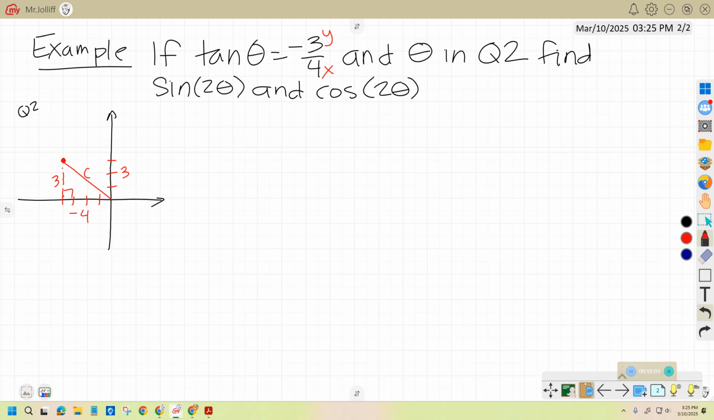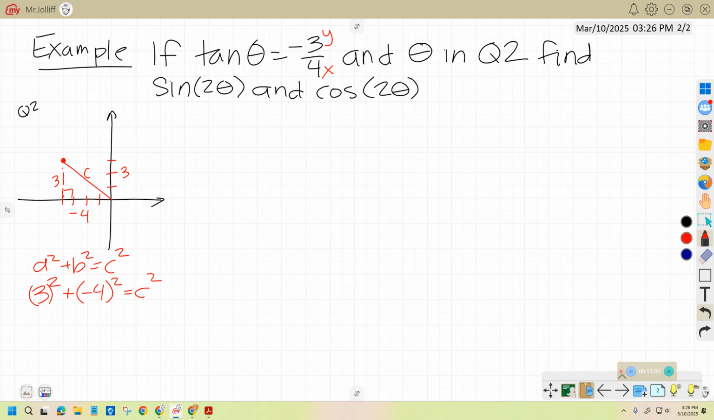Not SOHCAHTOA. Starts with a P. Pythagoras, Pythagorean theorem. Pythagoras told us, I'm going to do it down here, that a squared plus b squared equals c squared, where a and b are the legs. We know the legs, 3 and 4. We're just going to plug those legs in. So a squared is 3 squared. B is minus 4 squared. C squared. And we do the math.